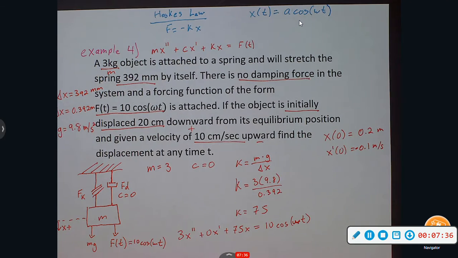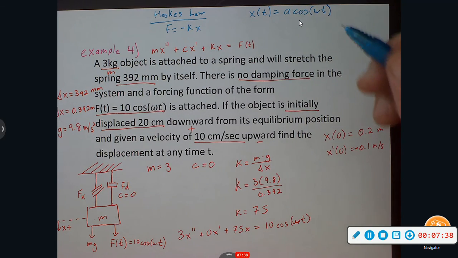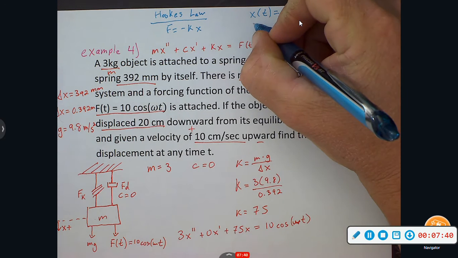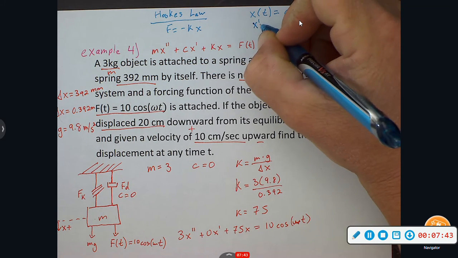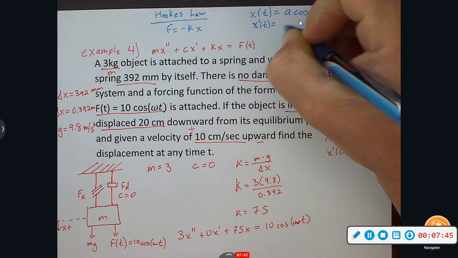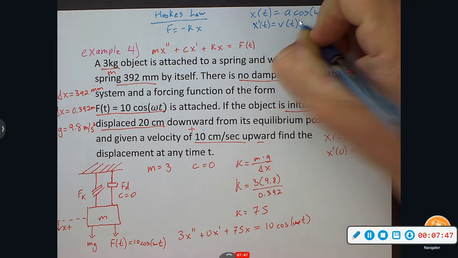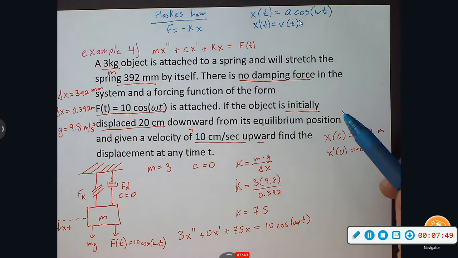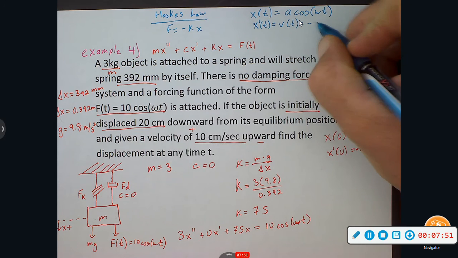All right, continuing on. Let's take the derivative, because that would be the velocity, right? So let's call it x prime of t, which is the velocity. And what's the derivative of cosine? Well, it's negative sine. So negative, I'm going to make this capital.